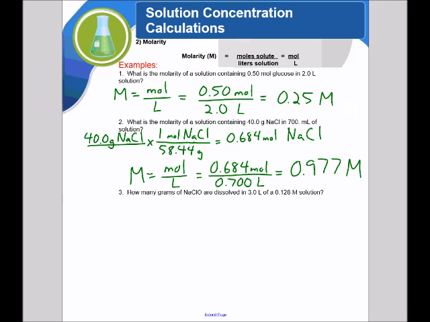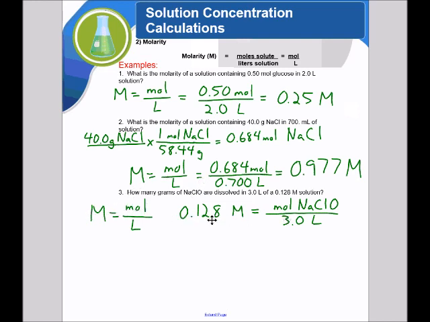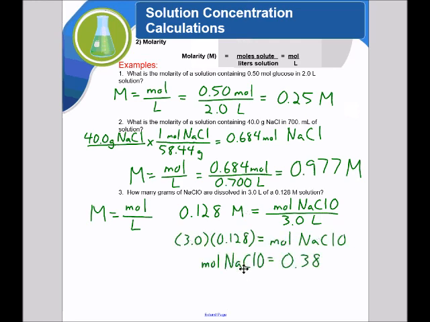Okay, our last example. How many grams of sodium hypochlorite are dissolved in 3 liters of a 0.128 molar solution? All right, so first thing, I have my molarity formula. Molarity equals moles divided by liters. And I'm going to plug in all the numbers that I've got. So I know the molarity is 0.128. I know there's 3 liters. So basically I'm solving for x, which is the moles. When I plug in and do the math, this will come out to be moles of sodium hypochlorite are 0.38.